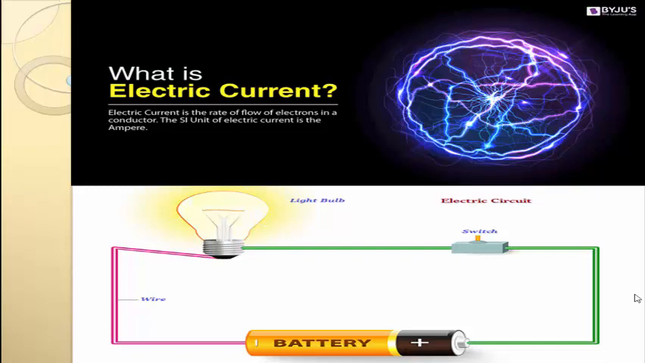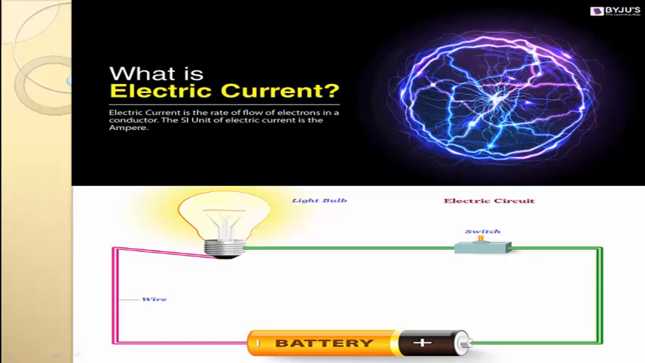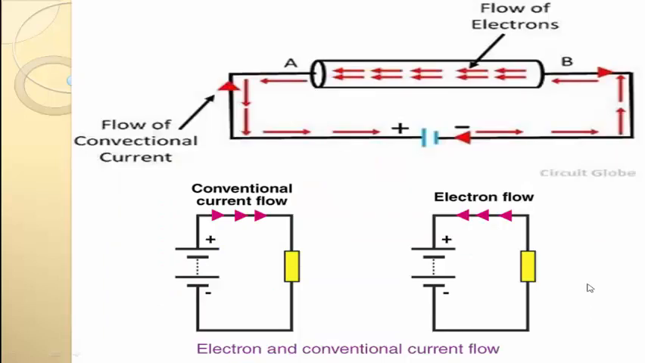In the diagram, you can see a bulb which is connected by battery and switch. When the switch is on, you can see that the bulb gives light. It means in the wire the charges start in motion. The moving charge gives us an electric current. In metallic conductors, electrons are the charge carriers.